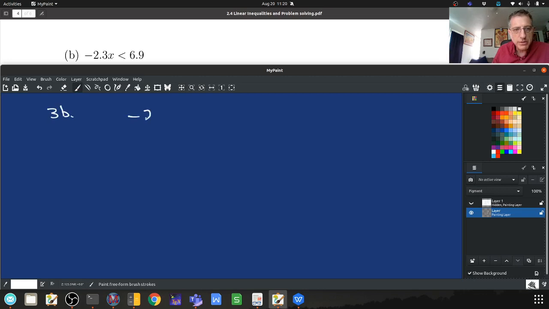So minus 2.3x is less than 6.9. So it's ready to solve, right? I just want to divide through by the coefficient of x. But the coefficient of x is less than 0. It's negative. That means when I do it, I'm going to have to flip the sign. So let's do it. I have to divide through minus 0.23. And when I do that to both sides, I cannot keep the sign as it stands. I literally have to switch it.